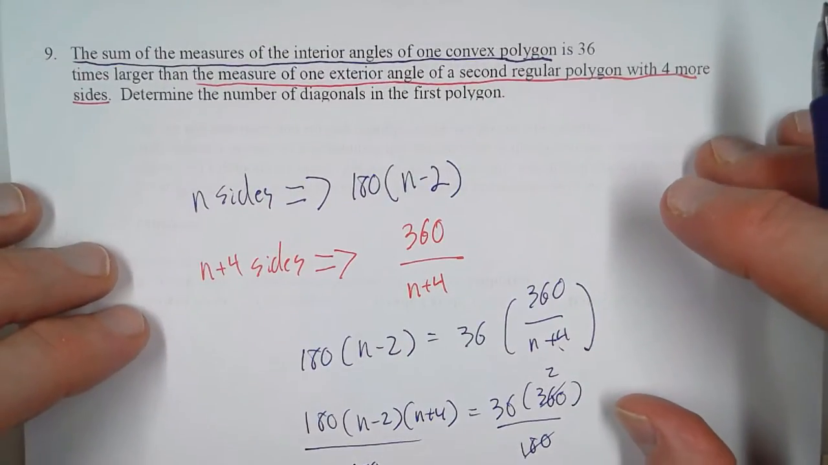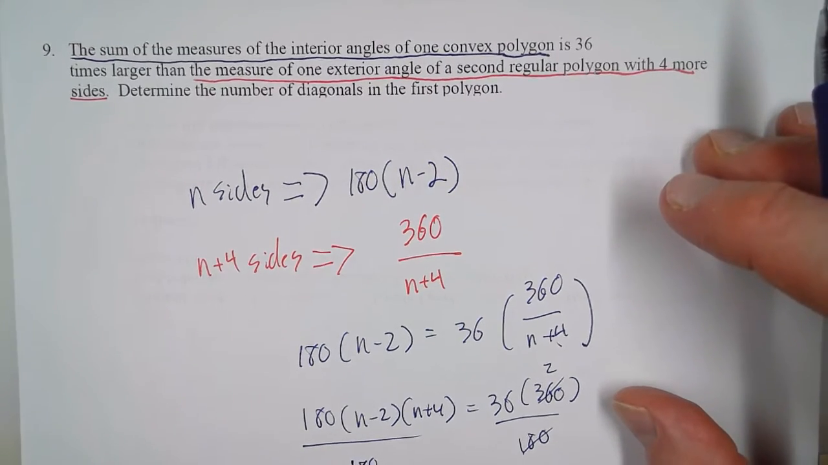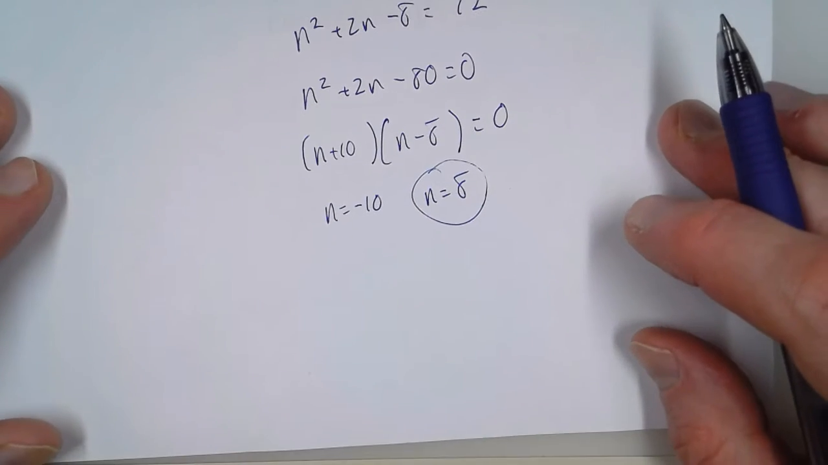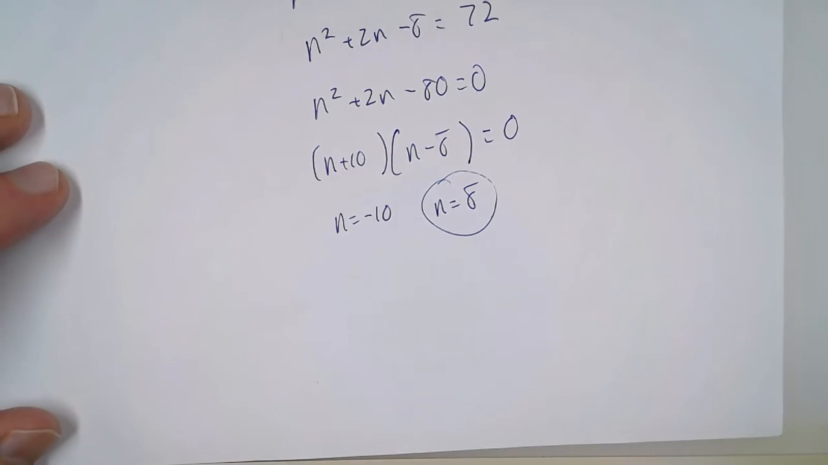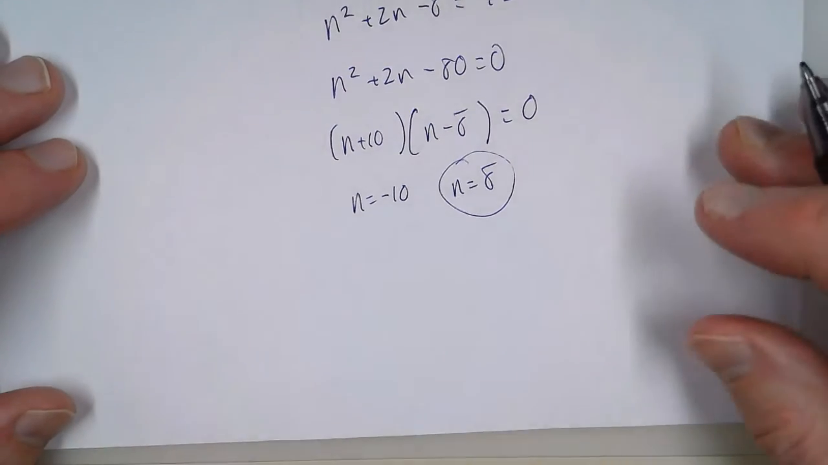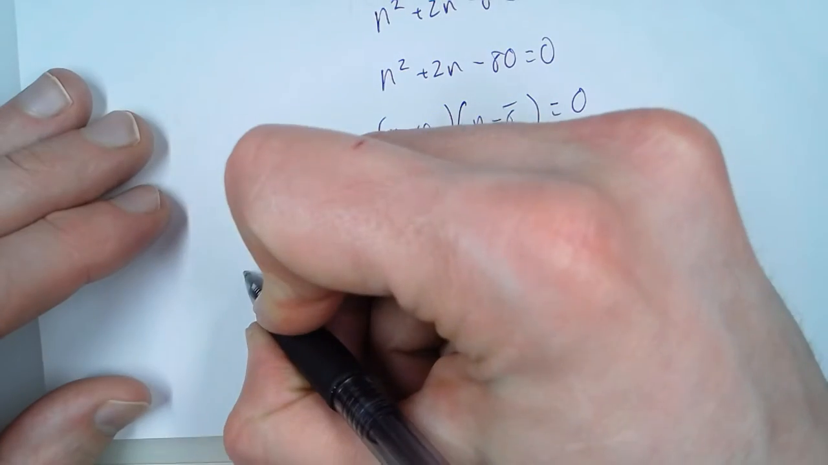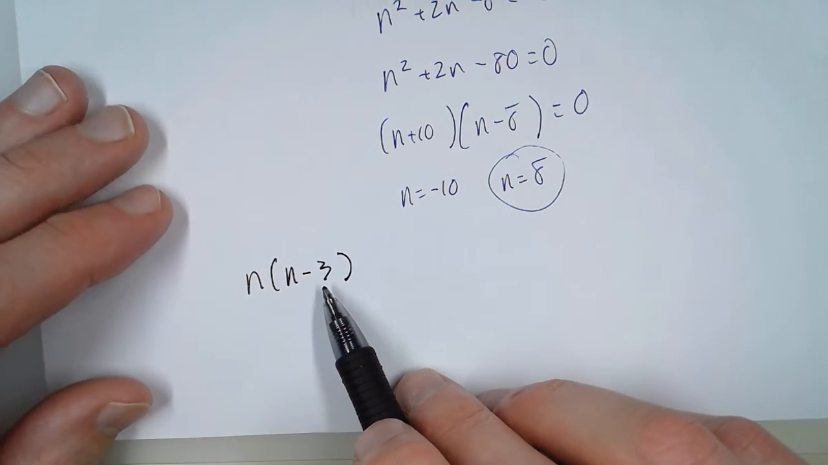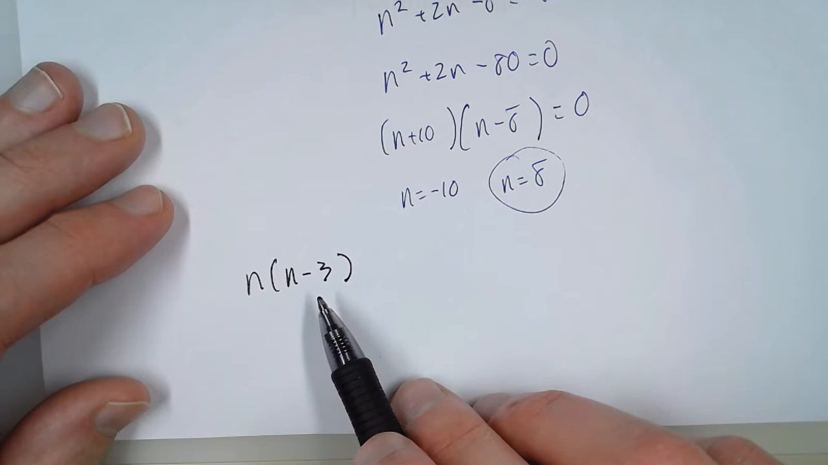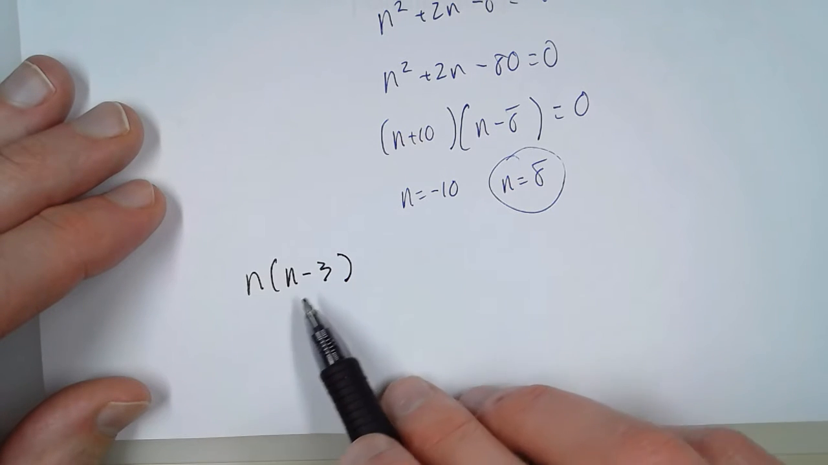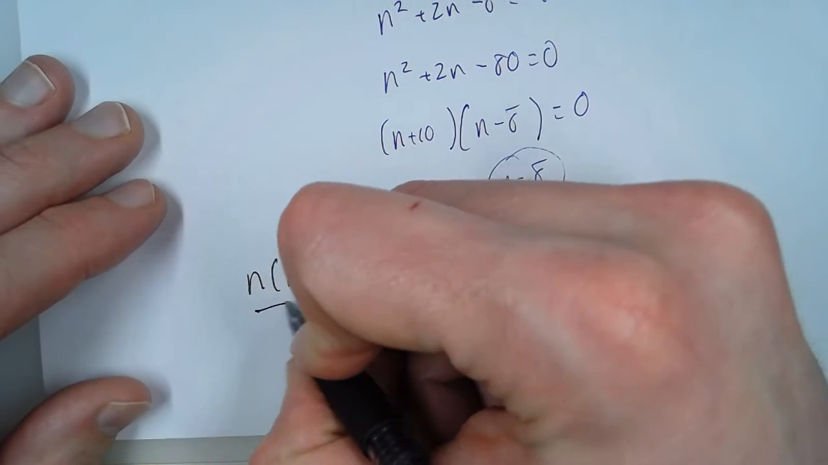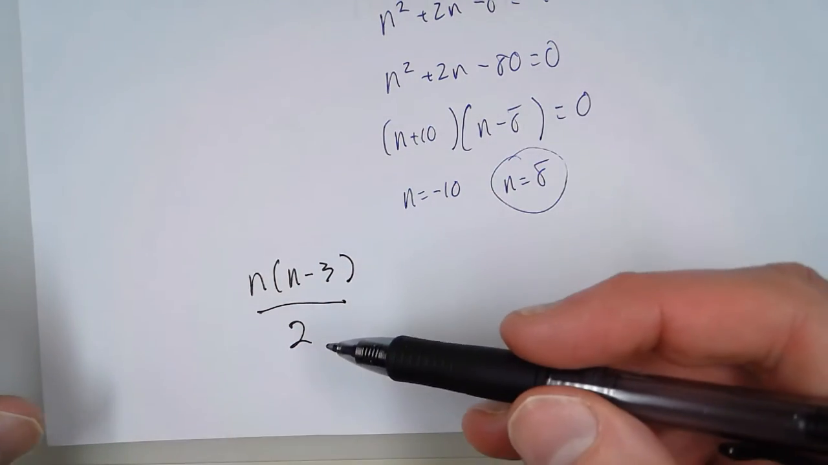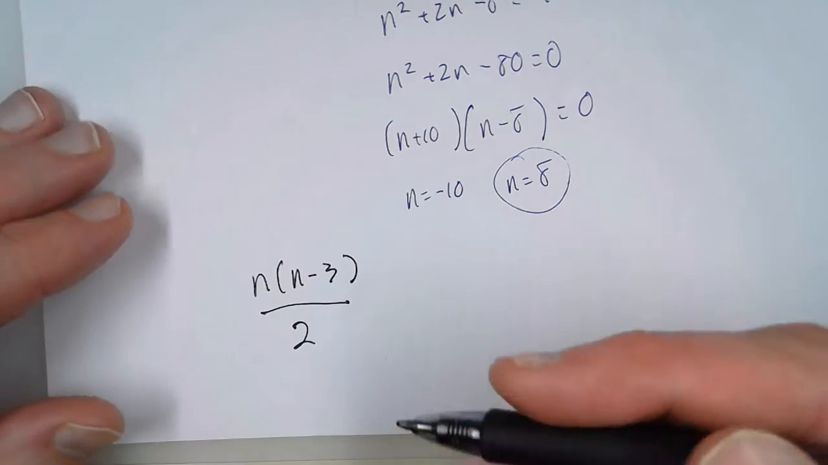Because now it says determine the number of diagonals in the first polygon. So now we need to take this and say, with 8 sides, how many diagonals are there? And the rule for diagonals is you take the number of sides times n minus 3, because what you're doing is you're discounting the initial point, the vertex itself, and the 2 to either side, because those are sides. And then you divide it by 2, because there's going to be another diagonal from another vertex coming in that counts as the same one. So we have to divide it in half.